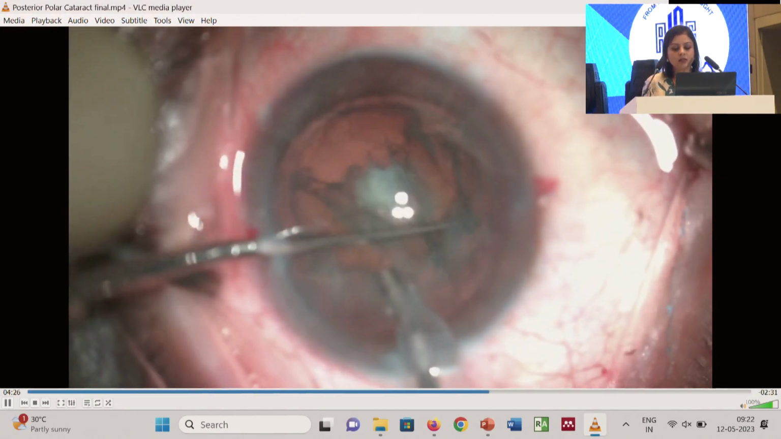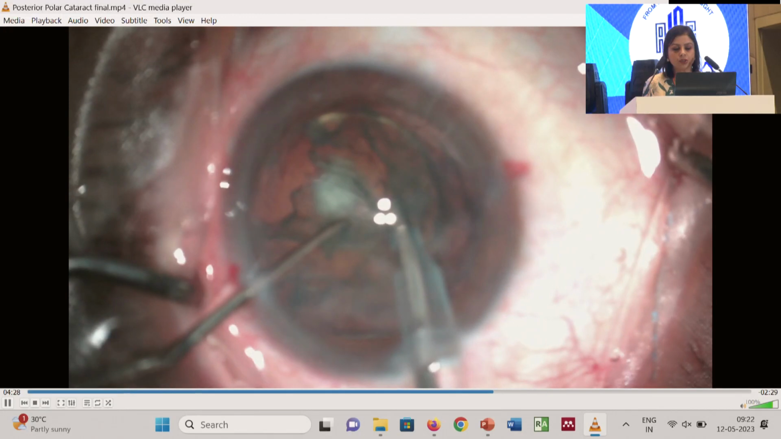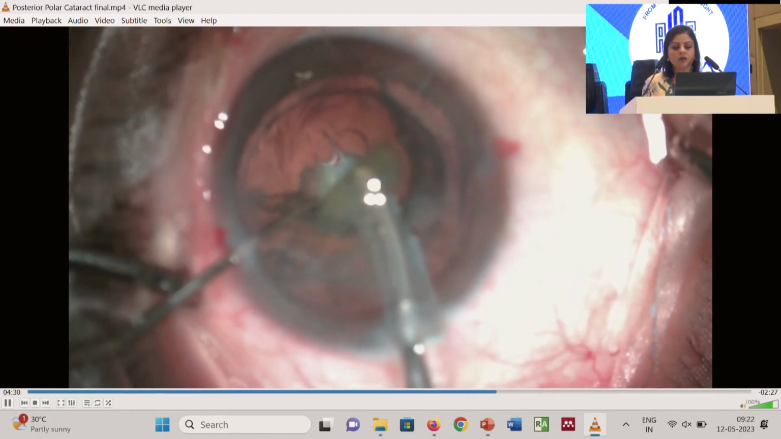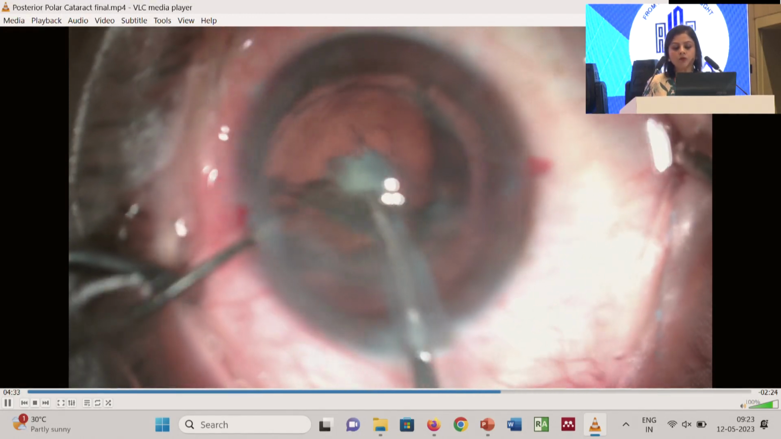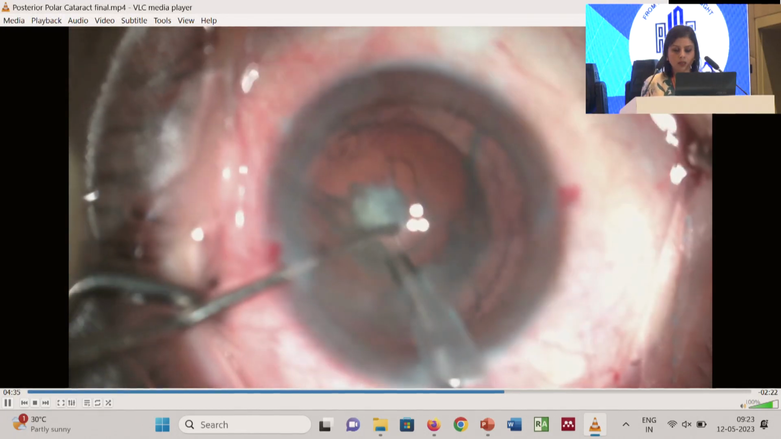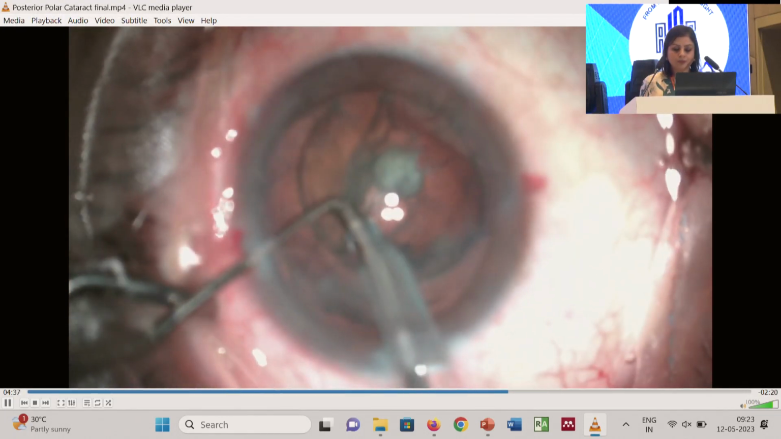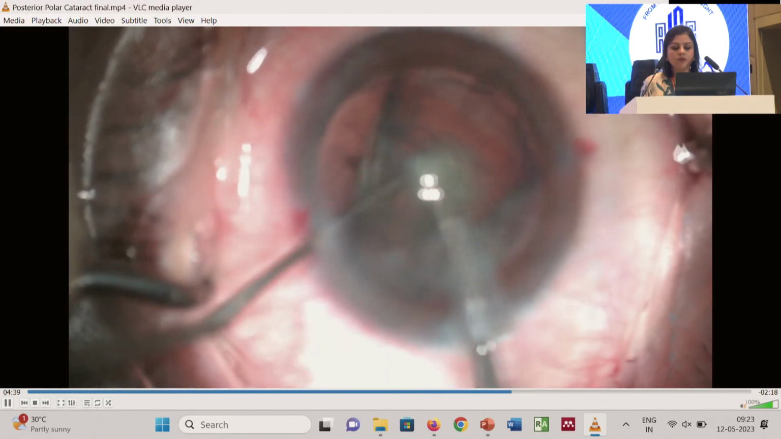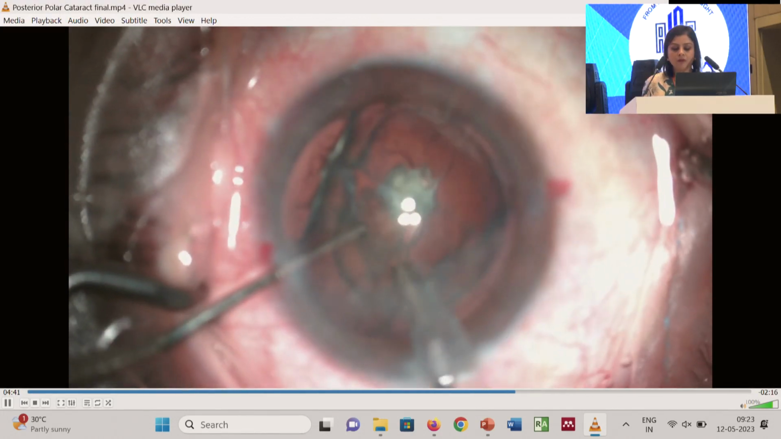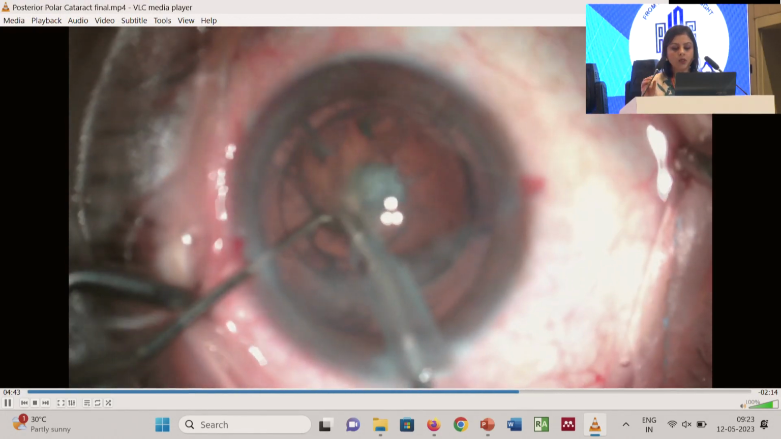So we have started this case similarly, taking all the precautions, and again, we can see a very soft nucleus with a significant amount of posterior polar cataract in this case. Everything seems to be stable. We are aspirating the nucleus. I've followed the technique of stop and chop here.